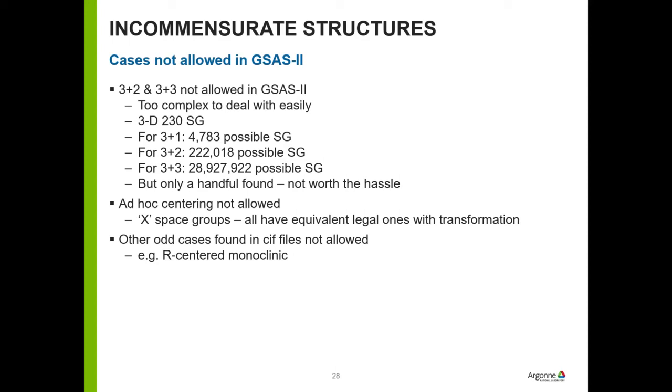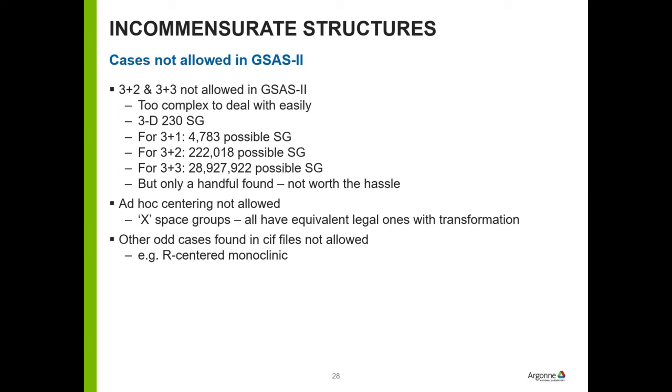The other thing, too, is that you'll find if you go look in the collection of CIF directories of files for incommensurate structures, some of them have X for the space group, which means that it was an ad hoc description of the space group. And I don't allow that, because they always have, I think anyway, an equivalent legal one with a proper symbol in there. And somebody was just simply being lazy in not determining what the proper space group is for that particular case. I've even found R-centered monoclinic ones. That makes no sense at all to me.